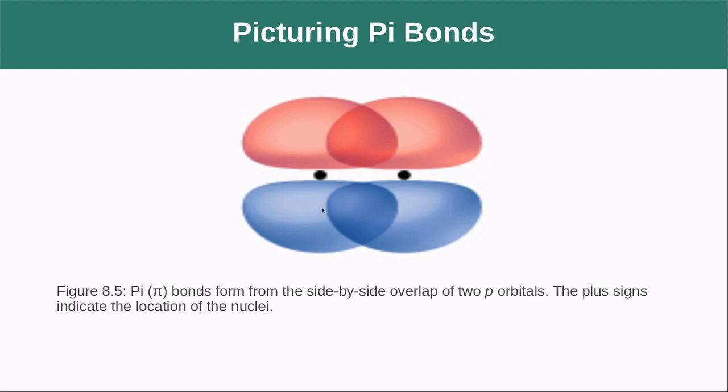Pi bonds occur when we have the other two p orbitals, because remember those are at 90 degrees from each other, and they have a side-by-side interaction. So you're going to have this one, and then if you imagine this turned 90 degrees along the internuclear axis, there could be another interaction leading to a triple bond.